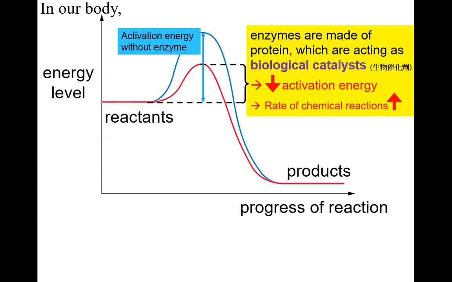Okay, so you can see the activation energy of the reaction without enzyme is represented by the blue arrow here. And the activation energy with enzyme is shown in this red arrow. And we can see that the activation energy with enzyme will be lower than that of activation energy without enzyme. Okay, so for enzymes, it can help to lower the activation energy, and that's why it can increase the rate of chemical reactions.